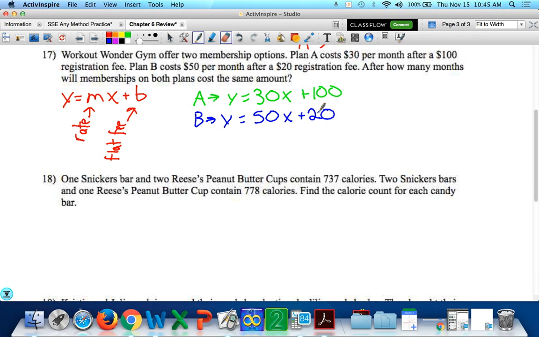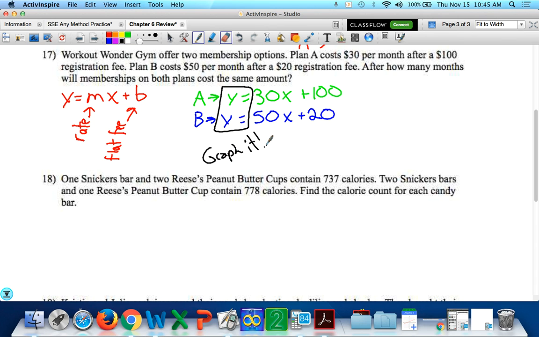And the question asks, after how many months will a membership on both plans cost the same amount? So we want to know, how long do I need to keep going to these gyms before they're the exact same, okay? This is a problem that I can already see a lot of people probably aren't going to work out, but you at least have to be able to try the setup. If you can get the setup right, this is a very easy problem because it's a graphing problem. We have y equals all by itself on both equations, and when that happens, that means we're going to graph it.